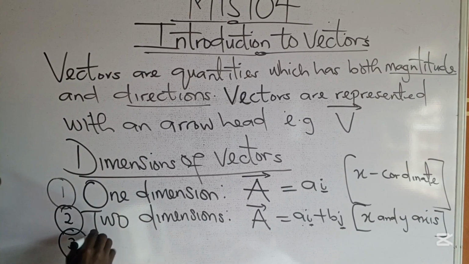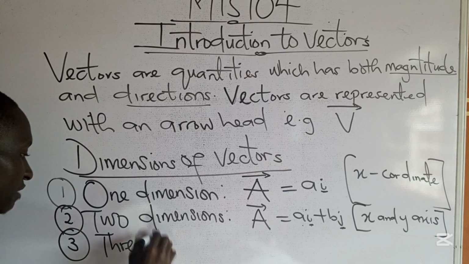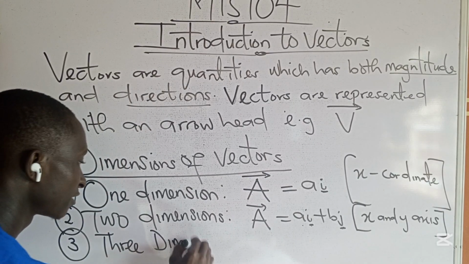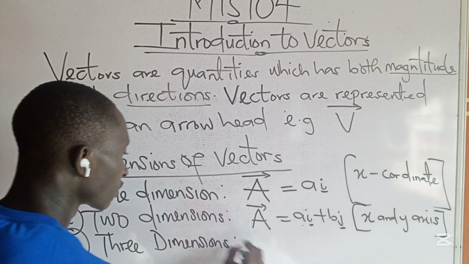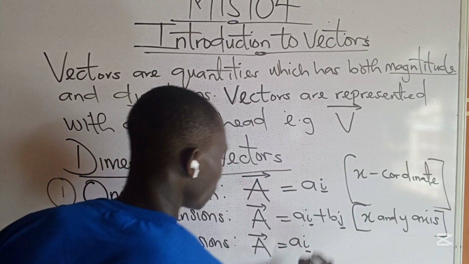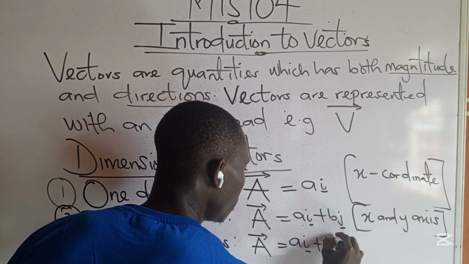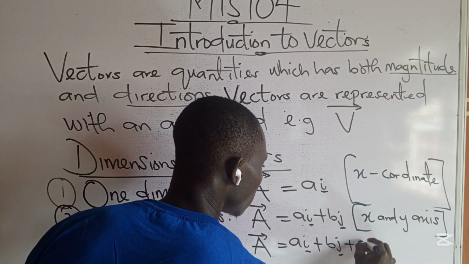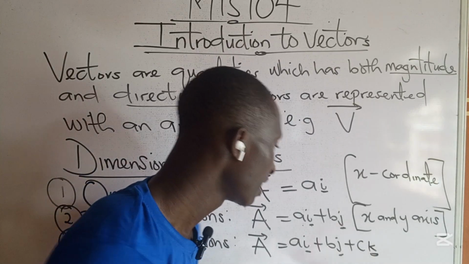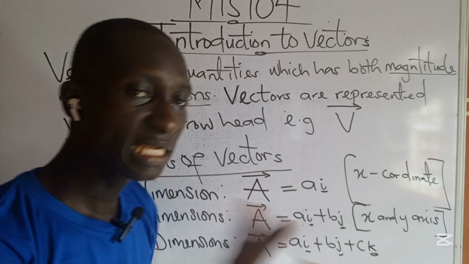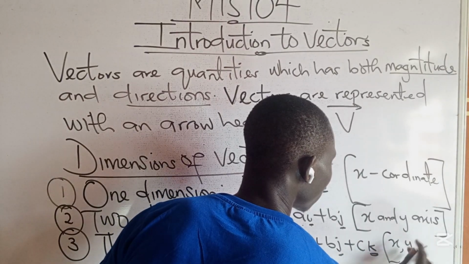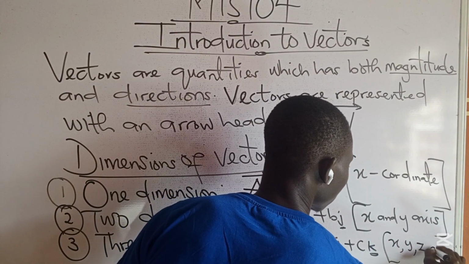And when you hear the word three dimensions, it simply means it travels across three dimensions, isn't it? Three-dimensional vectors. So that becomes AI plus BJ plus CK. So when you see I, J, K, it means it travels across three different dimensions, which could be the x, the y, and the z axis.